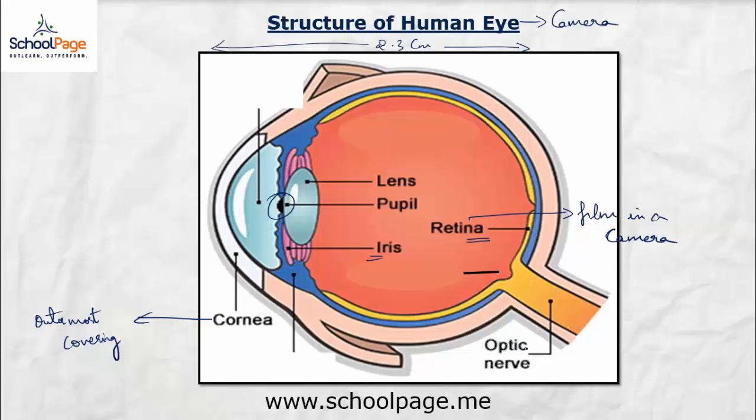This is called the optic nerve, which connects to the retina and carries the signals to the brain. At the junction of the retina and optic nerve, there are no light sensitive cells, due to which no vision is possible at this spot. So this spot is called the blind spot. The space between the cornea and the eye lens is filled with a watery liquid called aqueous humor, and the space between the eye lens and the retina is filled with a transparent jelly-like substance called vitreous humor.